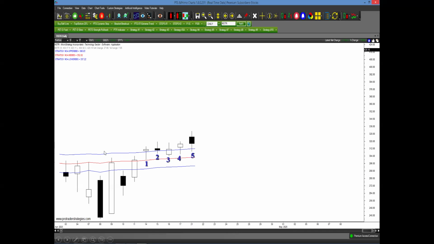Remember, it's okay if we intersect the Bollinger Bands. All that matters is where we close. And these are closing either on or above that high Bollinger Band. So this is setting up for a buy signal.